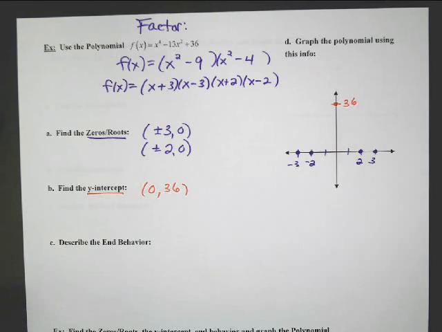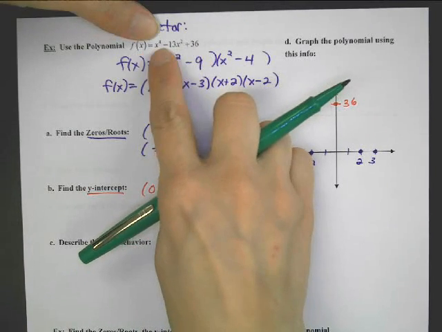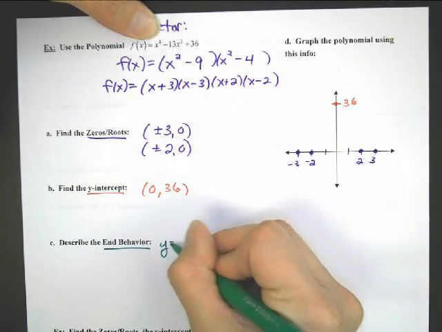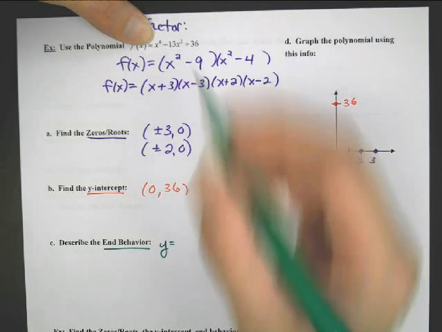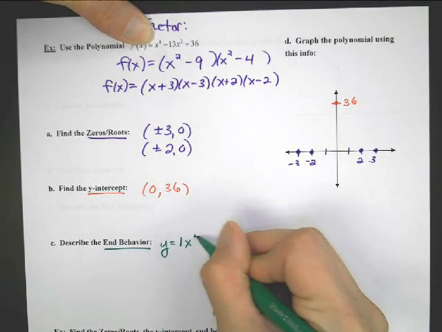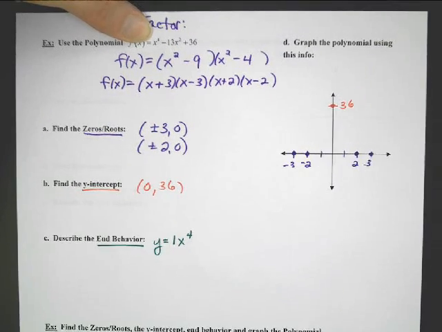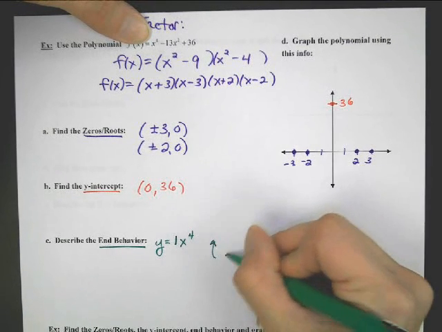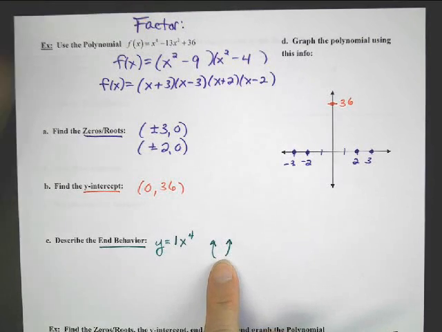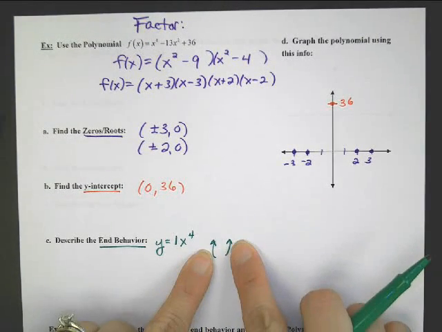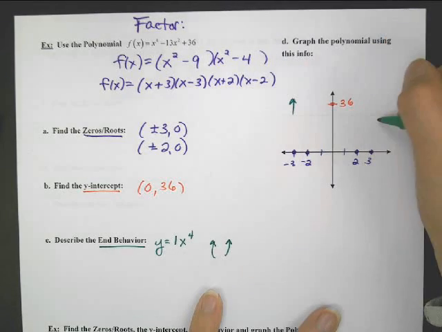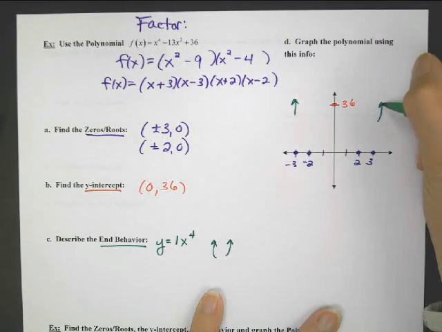Okay, now, end behavior. I'm looking at the original polynomial here, and it's x to the fourth. So the official answer is y equals 1, leading coefficient 1, x to the fourth. Now that's what you put on the answer line. But a lot of people like to think, they think up, up. That's not an answer for the math test. That's what you put, but this is what you got to think. So over here, we're going to put an up and an up.